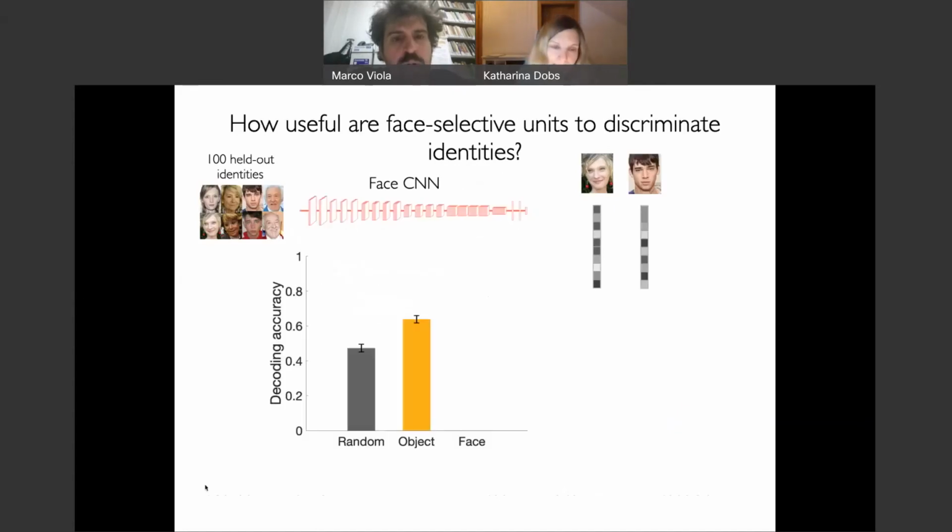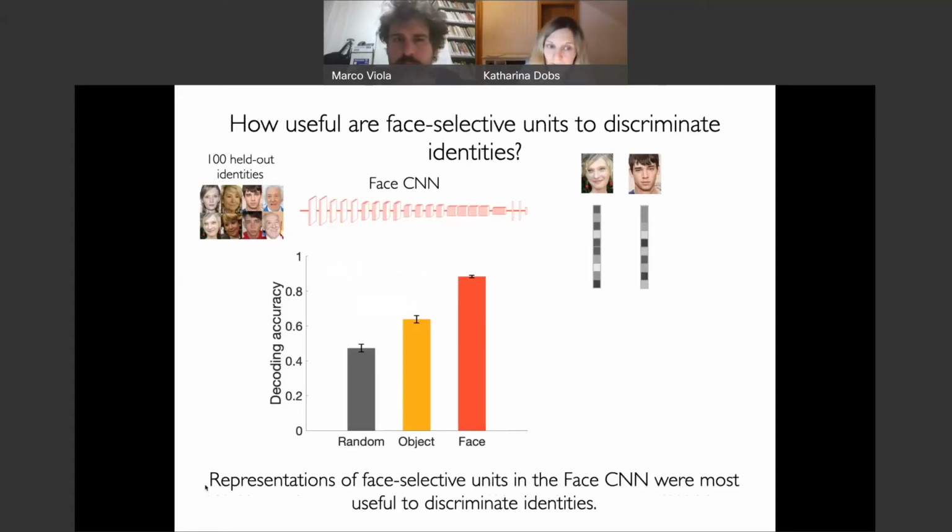Then we look at the object CNN, and here we see, interesting, training on objects seems to increase the performance. You can now better discriminate identities. And when you use the 28 most selective filters from the face CNN, now you can maximally discriminate identities above 90%. So despite them all being face selective filters, some of them are more useful to discriminate different identities than others. The representation of the face selective units in the face CNN was most useful to discriminate identities.